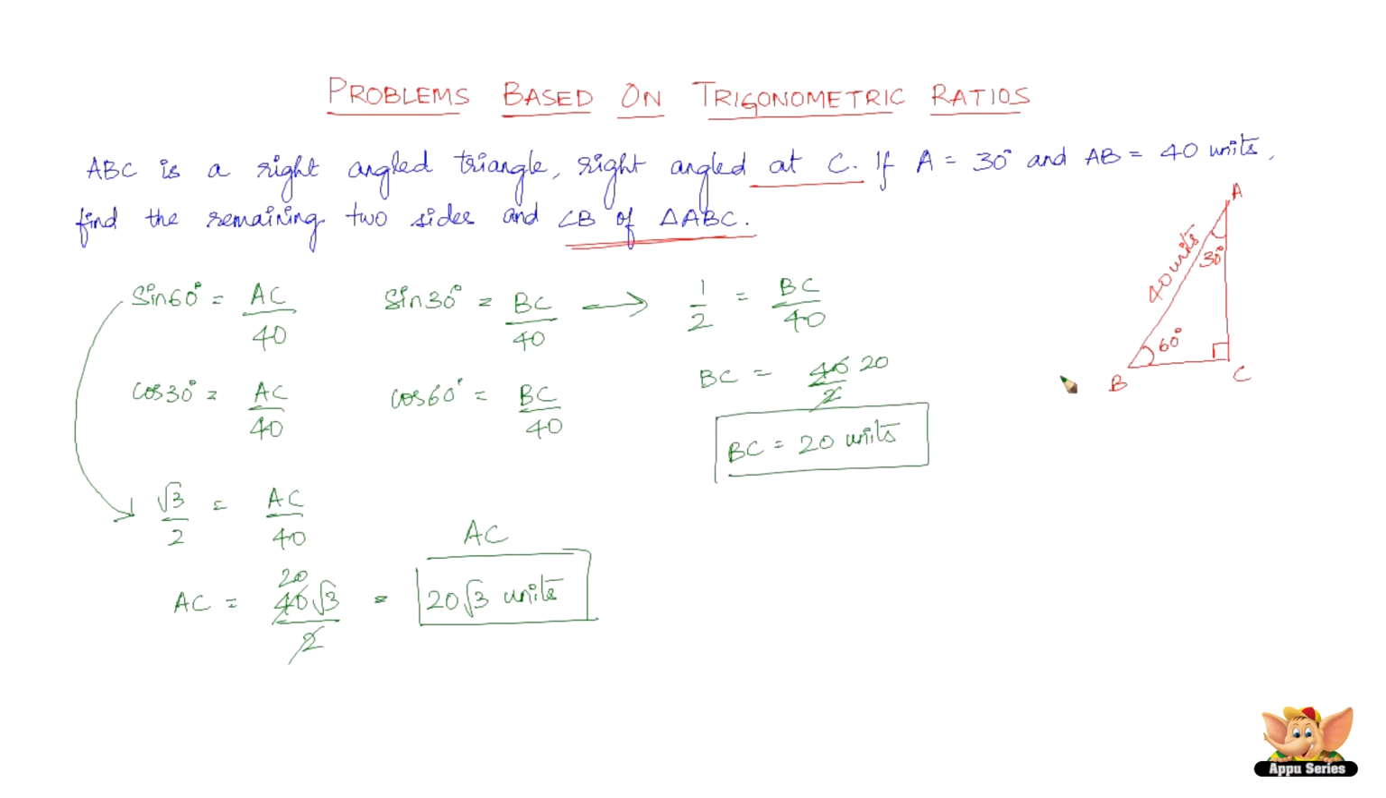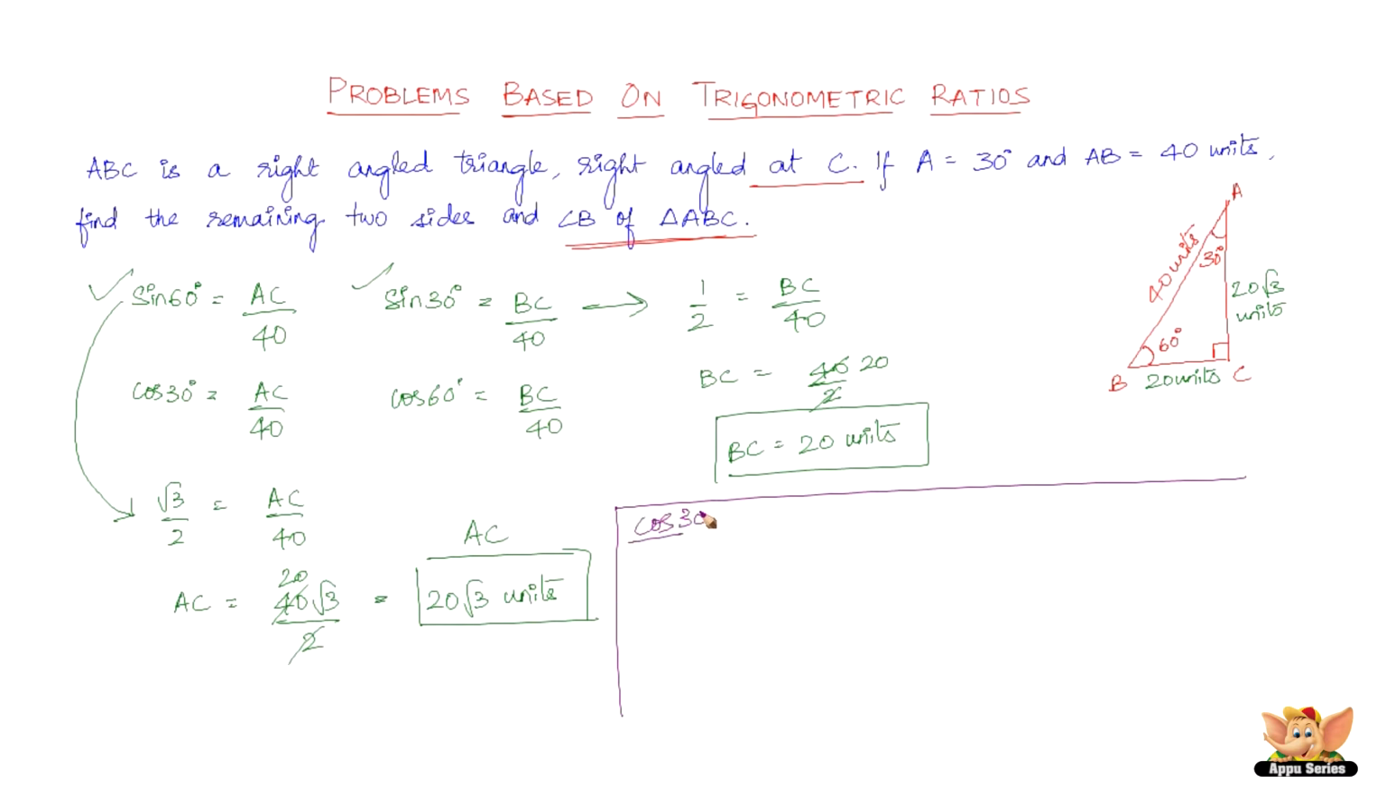So here they are. AC is nothing but 20 root 3 units and BC is nothing but 20 units. So now what we've done is we've used sine for both of them. Now quickly let's use cos. And why don't we recheck it now? Let's use cos now.